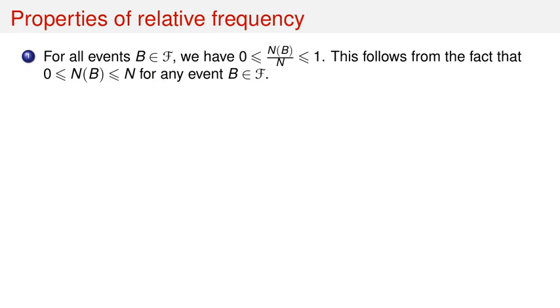Let's examine some properties of relative frequency. First, for all events B in script F, the relative frequency N of B over n is always between 0 and 1 inclusive. This follows directly from the fact that N of B, the count of occurrences of event B, must be between 0 and n.